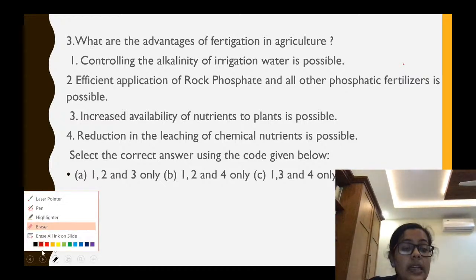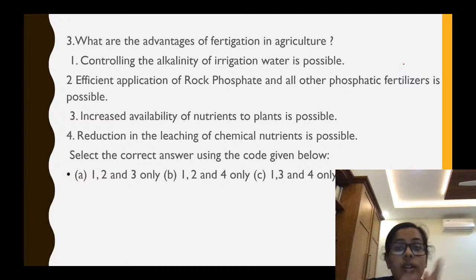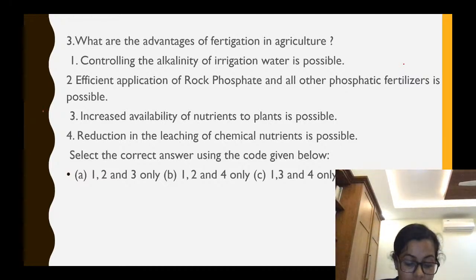I'm telling you the method. You might know the answer, what fertigation is, but if you don't know how to do it, that also we want to write. Am I clear? Am I going fast? Don't worry, I'll slow down right now. I won't be hurrying. You want to understand and know how to do it.